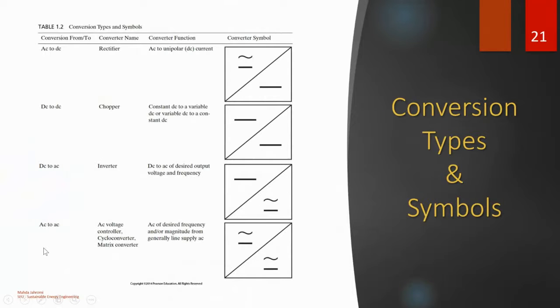And these are basically the symbols that we use for these converters. So we have AC-DC, DC-DC, DC-AC, and AC-AC, okay, as a block diagram.